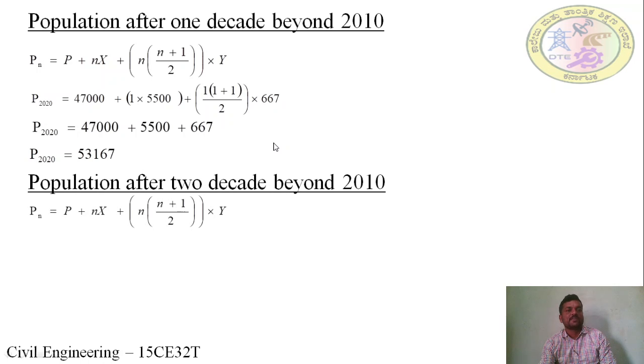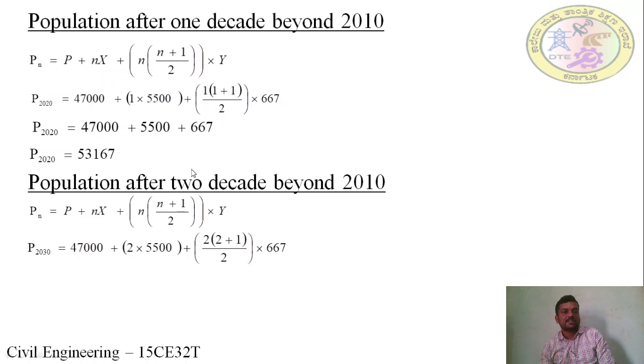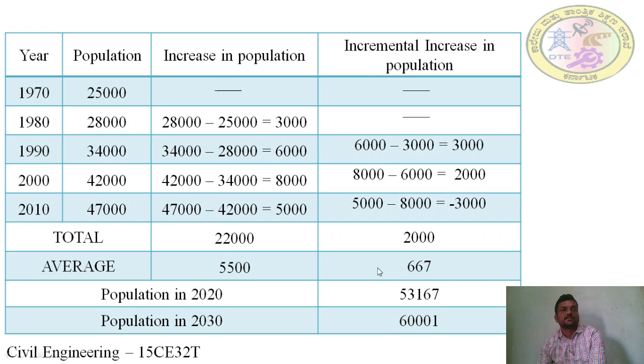In the same way, we need to find the population after 2 decades beyond 2010, that is, the population for the year 2030. After substituting all the values in the expression, we get the population for the year 2030 as 60,001. So here is the final outcome of the problem.